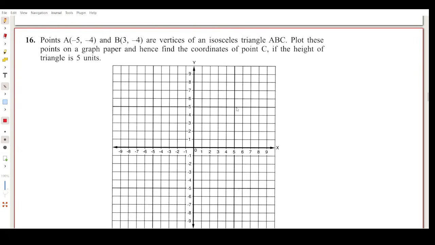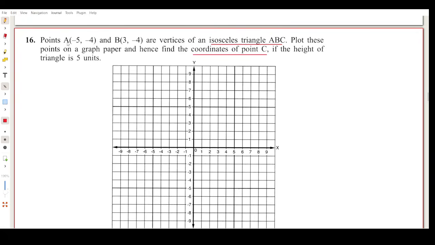Number 16, A and B are the vertices of an isosceles triangle. Isosceles triangle means two sides are equal in a triangle. Plot these points on the graph paper and hence find the coordinate of the point C, if the height of the triangle is 5 units. Okay, height is given, 5 units.